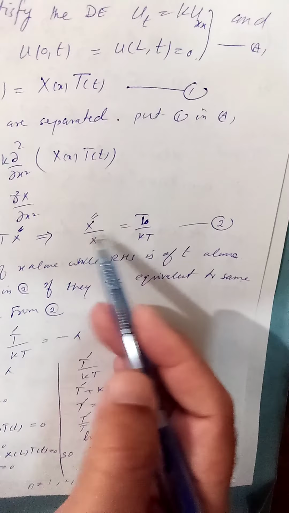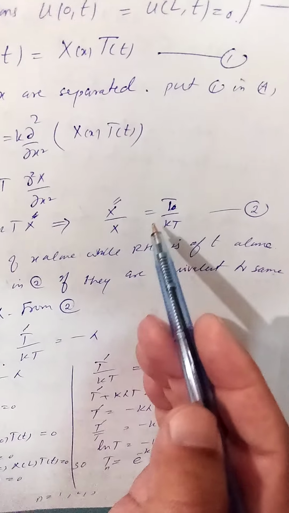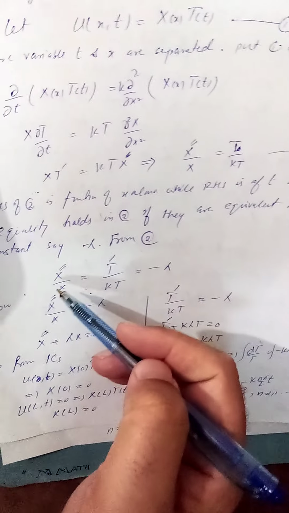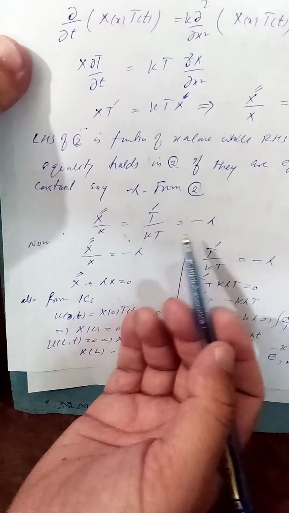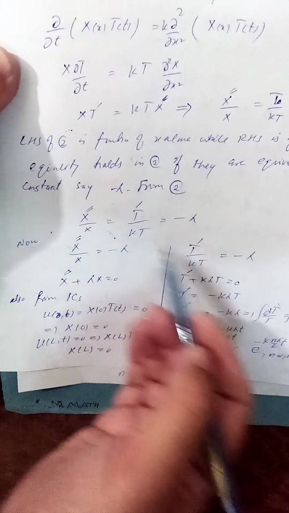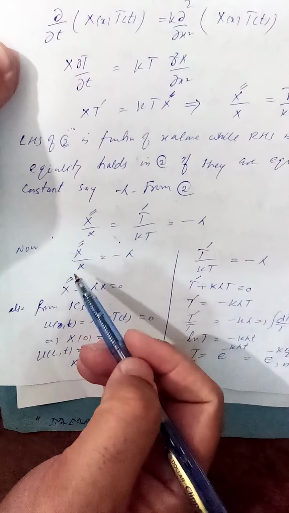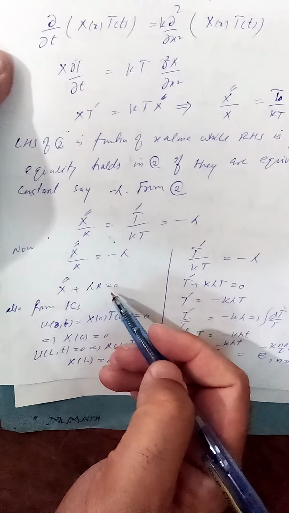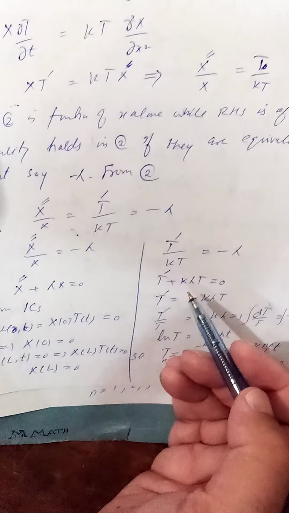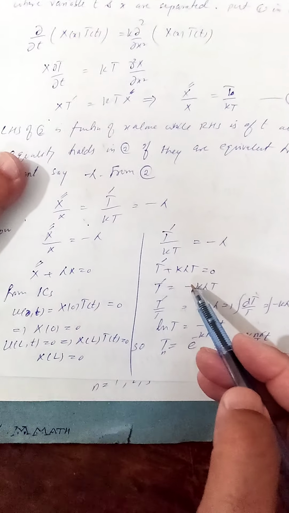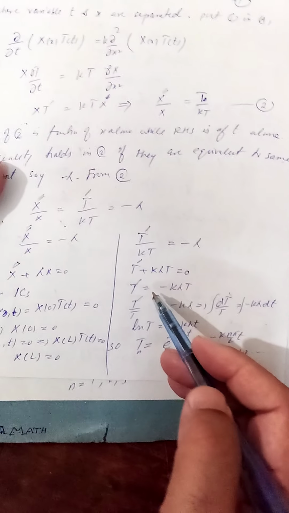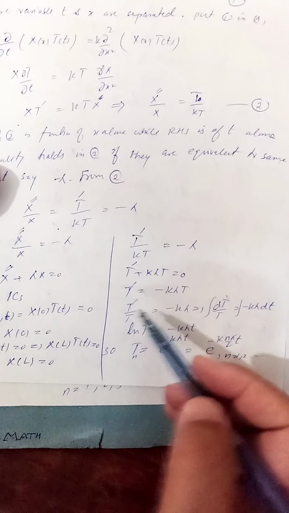This is only possible if they are constant. Let this constant ratio be equal to minus lambda. Here X double prime over X and T prime over kT is equal to minus lambda. X double prime divided by X is equal to minus lambda, and T prime divided by kT is equal to minus lambda. Now separating the variables, X double prime plus lambda X is equal to 0, T prime plus k lambda T is equal to 0. So solving these equations, this is an ordinary second order differential equation, and this is an ordinary differential equation of first order.